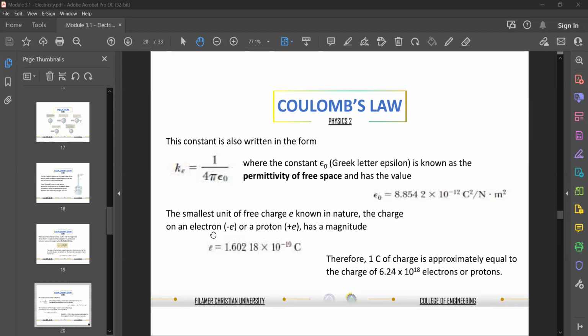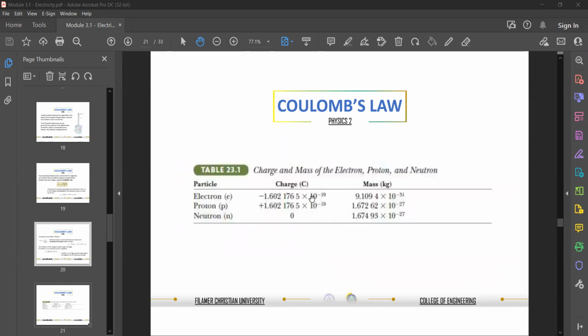So when negatively charged, we have the electron. When positively charged, we have the proton. Okay, so we have here the charge and masses of the electron, proton, and neutron. For the electron, we have the negative charge, so that is negative 1.602. For the proton, we have the positive charge, so that is positive 1.602.